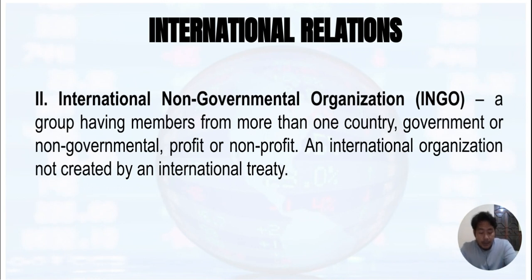As opposed to the governmental organizations, the INGO is a group or an organization having members from more than one country. It can either be a government or a non-governmental organization. It can be for-profit or non-profit. One major difference of the INGO versus the IGO is that a treaty or an agreement is not necessary in creating INGOs.